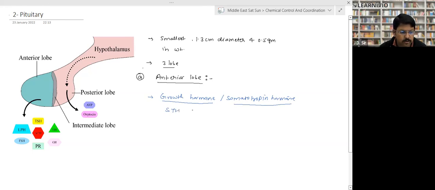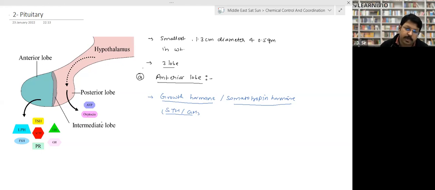STH or GH. Right? Write it down here. It promotes protein metabolism and calcium absorption.